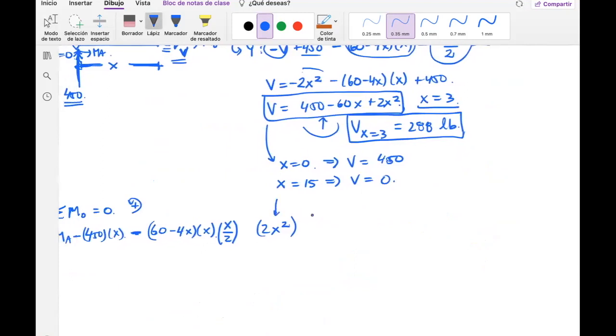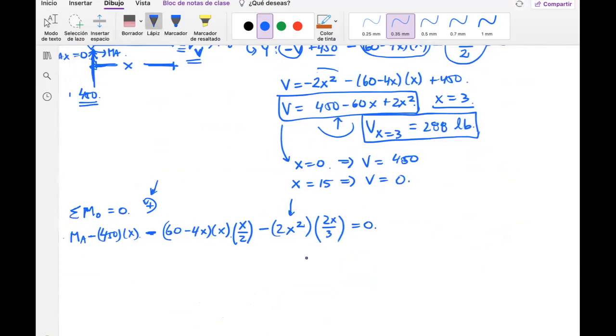So this is already the force times the distance, 2x divided by 3. And then again, it will produce a bending moment counterclockwise, which is this one, but it's not the one that I'm looking for here.